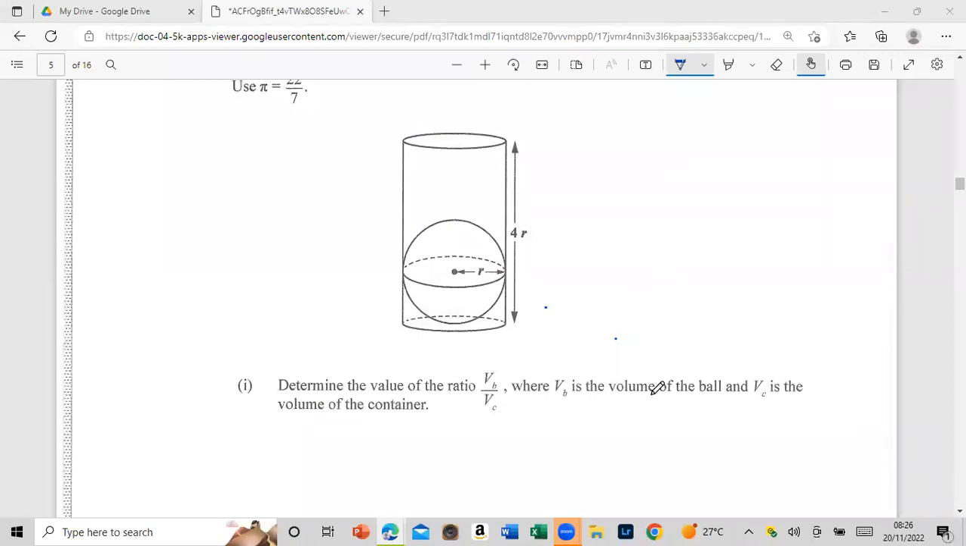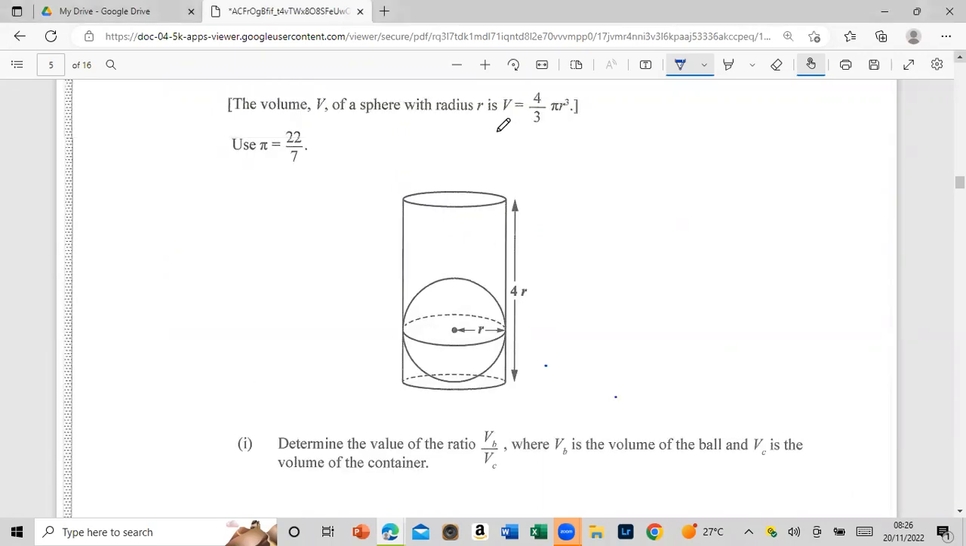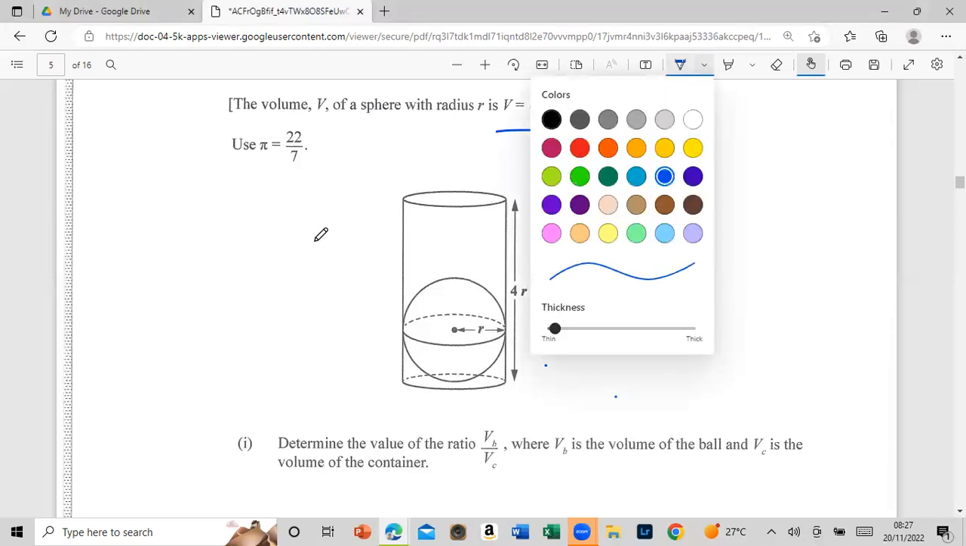So it says determine the value of the ratio VB over VC. Basically, this is the sphere, and luckily they gave us the formula. If you did know the formula, this is it. It says V equals 4 over 3 pi r cubed. And I'm going to use black, I prefer to use black, so I can just change this to black. All right, so let's go.